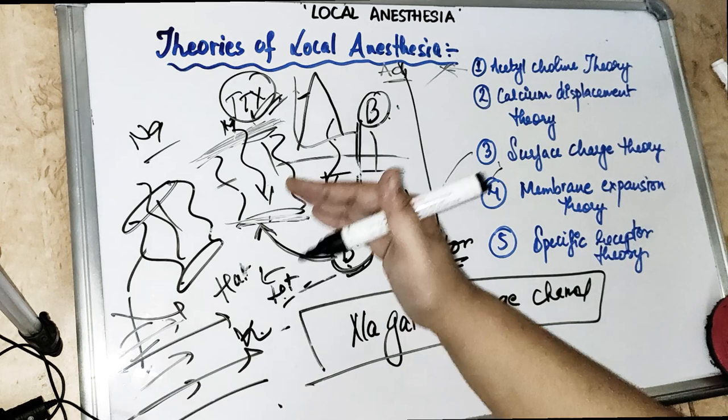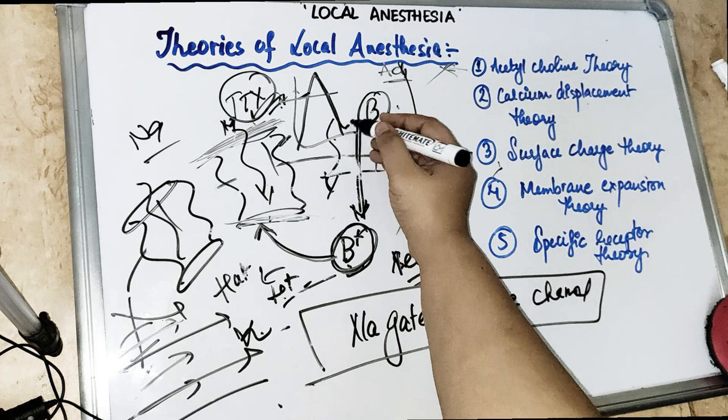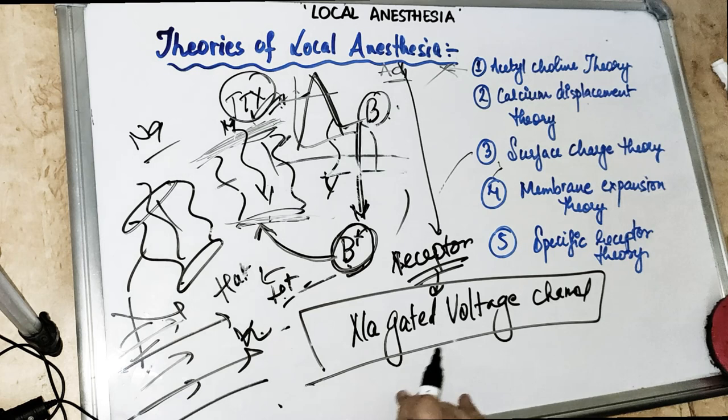See, this is negative, minus, right? The normal resting potential is minus 80. So it goes above zero, and then it comes back again. That is the repolarization, which we are not talking about here. If you are interested in knowing, you can watch the physio lectures. So this is about local anesthesia.